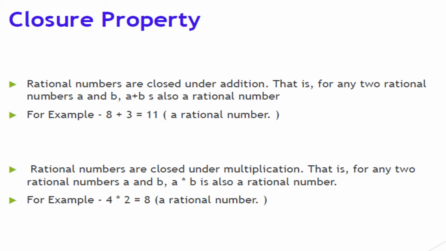So this closure property we have already done, that rational numbers are closed under addition. Here is the example. You can see we have taken two rational numbers and the answer is also a rational number, so it is closed. Similarly, they are closed under multiplication. If you take two rational numbers and you do their multiplication, the answer is also a rational number. Same is the case with subtraction also.